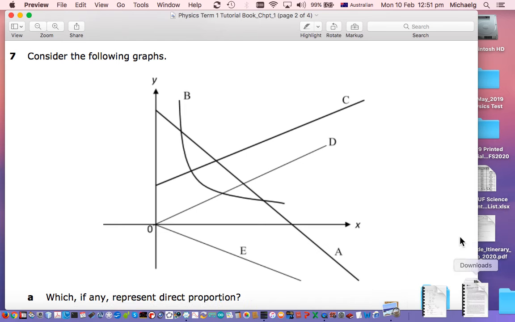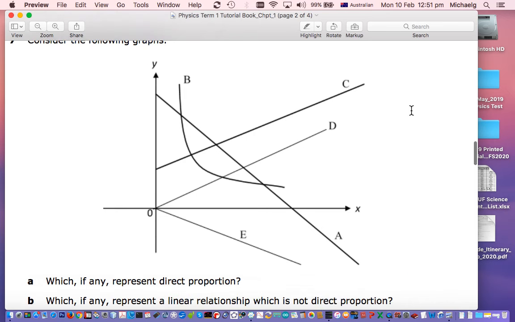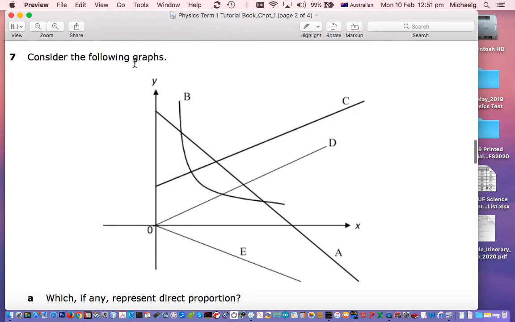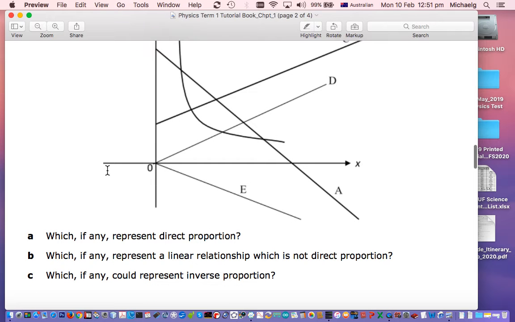So we're looking at question 7 in our tutorial book. Consider the following graphs. So we've got graph B, C, D, E, and A. Which, if any, represent direct proportionality?